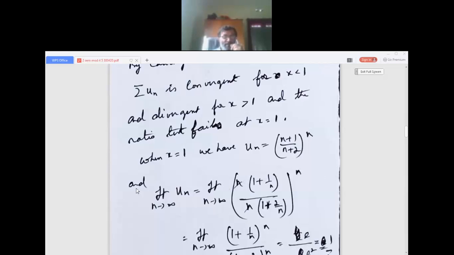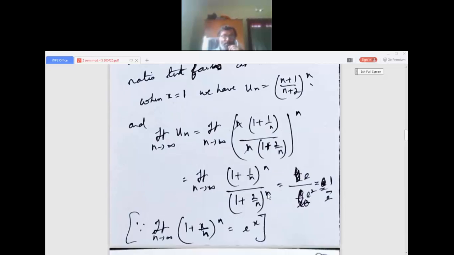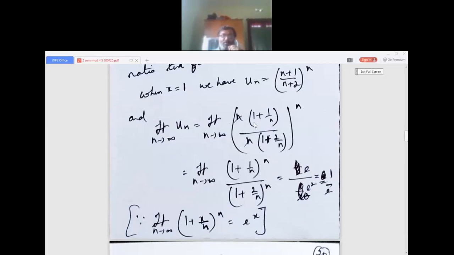To use that necessary condition, we find limit n tends to infinity un. So limit n tends to infinity, this un we simplify how? n outside, 1 plus 1 by n. Here also I bring n outside, 1 plus 2 by n, because this is the concept for limit n tends to infinity power n. So this will now be limit n tends to infinity (1 plus 1 by n) power n divided by (1 plus 2 by n) power n.